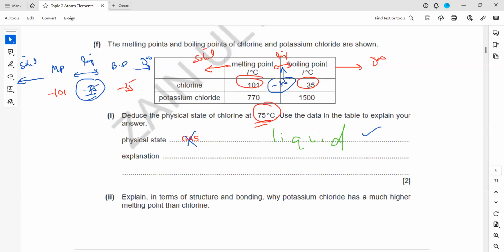An explanation here: minus 75 is the temperature between the melting and the boiling point. So minus 75 degrees is between the melting and the boiling point. That's why this substance is a liquid, like chlorine is liquid at this temperature.